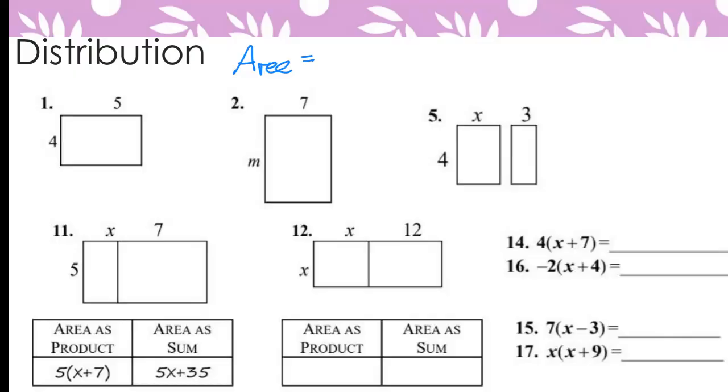Length times width. Length times width, right? Length is usually the longer side times width being the shorter side. All right. Okay, so let's take a look at these.